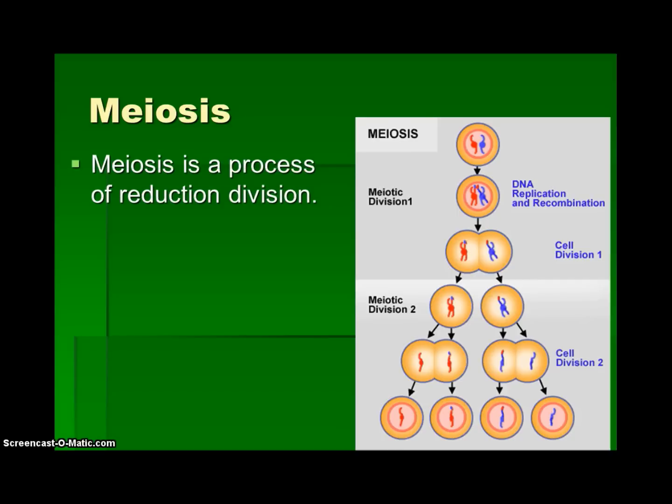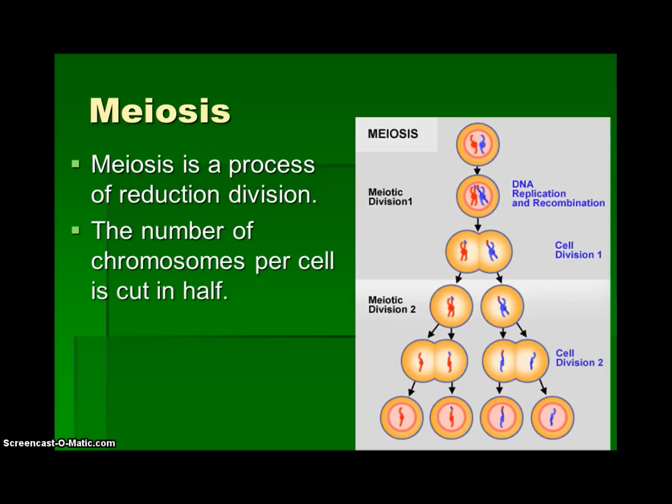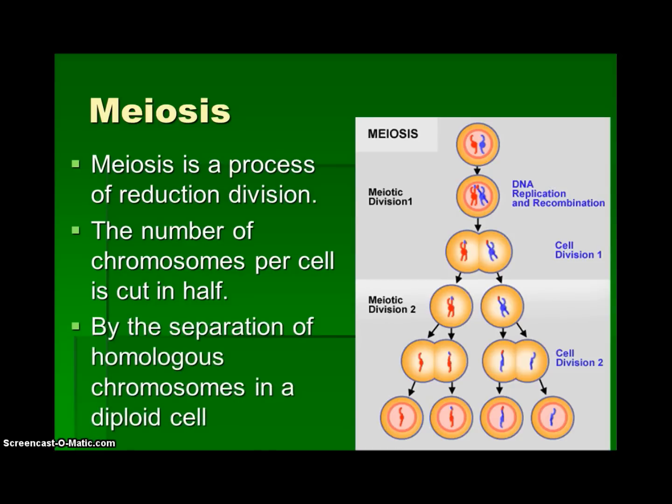Meiosis is a process of reduction in cell division. The number of chromosomes per cell is cut in half by the separation of homologous chromosomes in a diploid cell. So we're going to first start off with a diploid, and then we're going to go to a haploid through cell division.